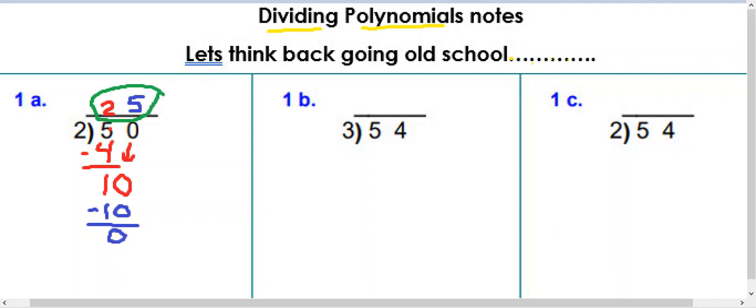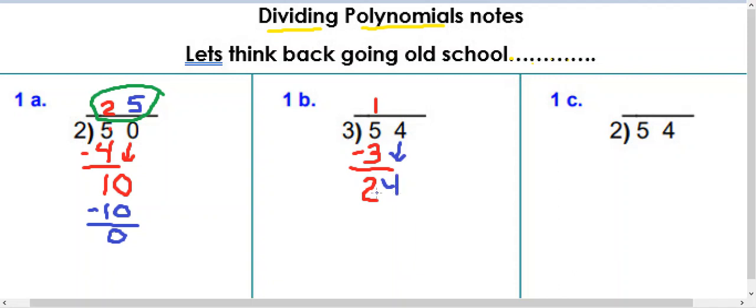Let's do one more old school problem. Alright, so how many times will 3 go into 5? Well, it goes in there once. 1 times 3 is 3. And then remember, I subtract and figure out what's left. 5 minus 3 is 2. Then I've got to bring down my number. That gives me 24.